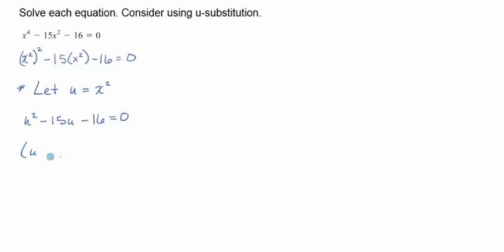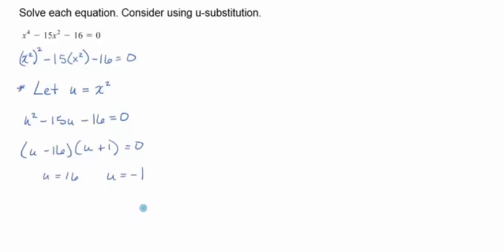Now we have a much simpler quadratic equation, and we can solve that. So let's go ahead and start factoring. U minus 16 and U plus 1. And then we're going to take that and solve. U is 16. U is negative 1.